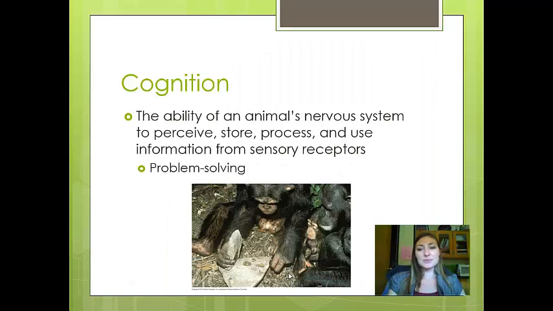Cognition is the ability of an animal's nervous system to perceive, store, process, and use information from sensory receptors. Problem solving falls underneath the idea of cognition. And in problem solving, an organism has an obstacle in their way to get a certain goal. In this case, we see the smaller chimpanzee watching the adult chimpanzee use a rock to crack open a palm kernel. So this organism, the smaller one, is learning how to problem solve, how to get through the seed of the kernel in order to get what was inside.